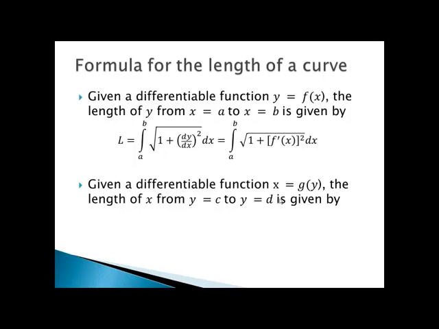Given a differentiable function x as a function of y, then the length of x from y equals c to y equals d is given by the formula: length is equal to the integral from c to d of the square root of 1 plus the derivative of x squared with respect to y.